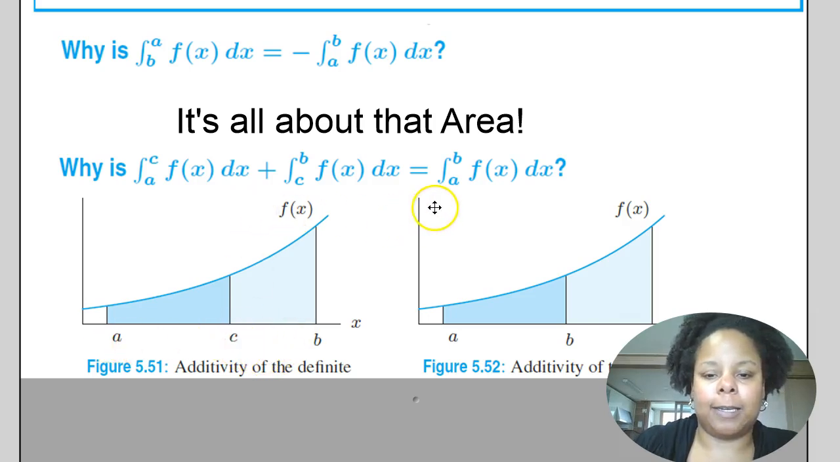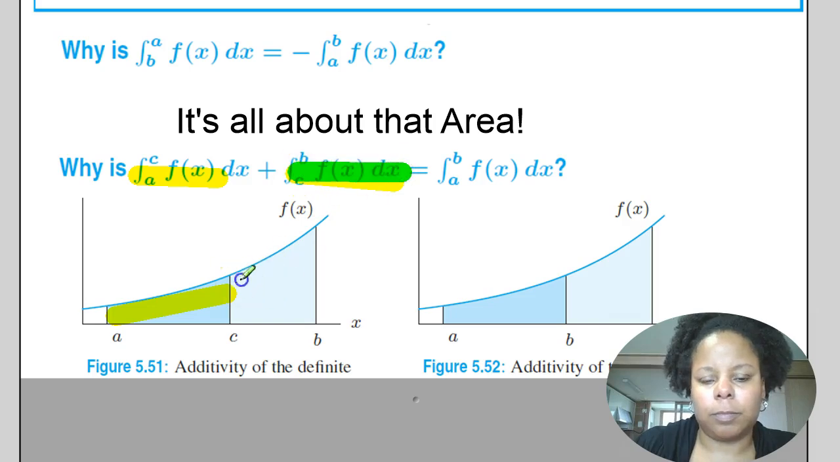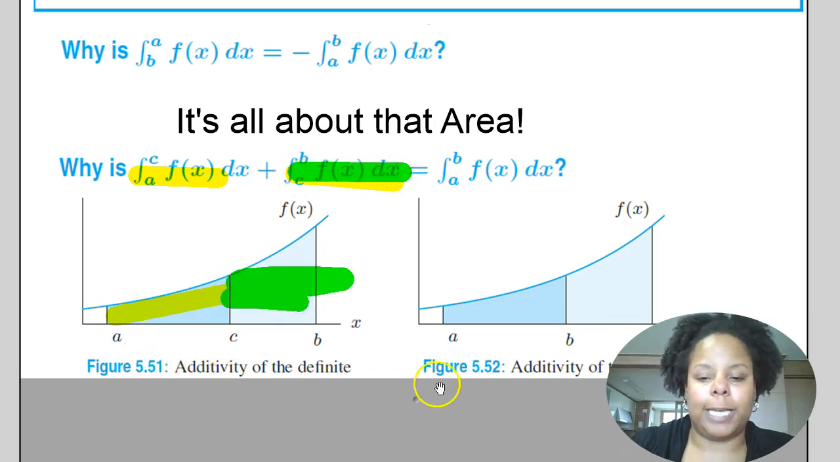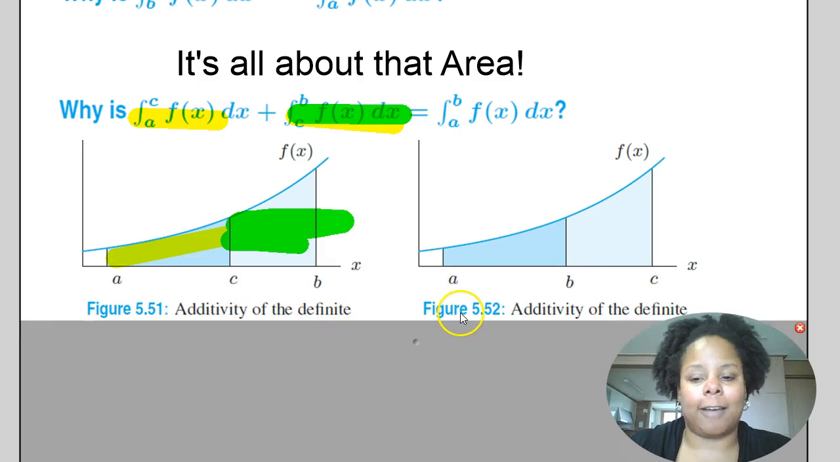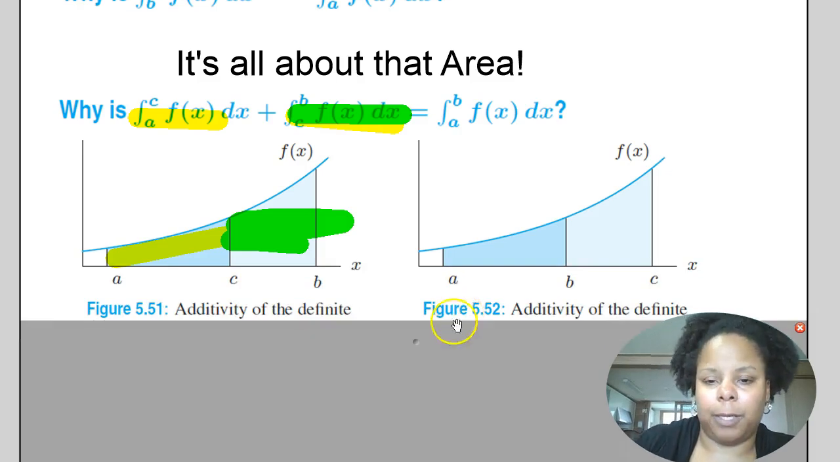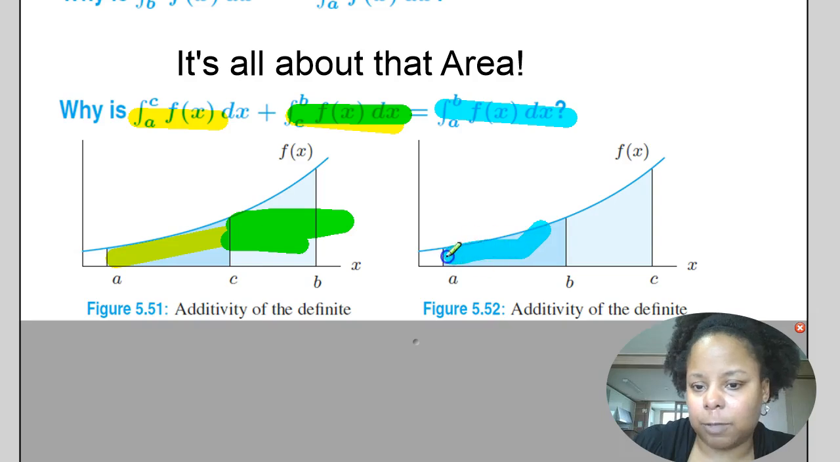As we can see, the area from a to b under the function can be broken up into the area from a to c plus the area from c to b, if c is between a and b. But what if c is bigger than b? The area from a to b is still what we want, but in this case it is just this piece right here.